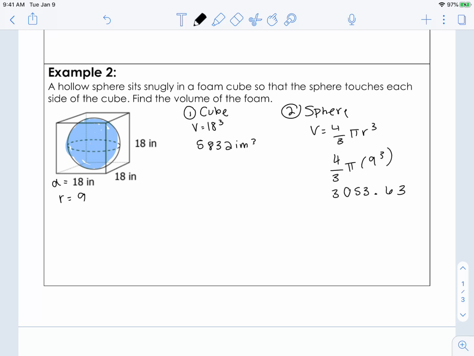So I do 5,832 minus our sphere. And it's going to be 2,778.37 inches cubed. Okay, and that's it for composite figures.